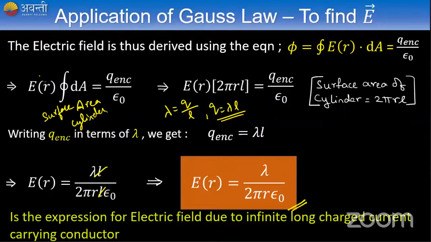By substituting the value of surface area of cylinder, I get E of R times 2 pi R L is equal to Q enclosed by epsilon naught. Now if my Q enclosed is written in terms of my linear charge density, then Q enclosed will be equal to lambda times L. If I substitute that back in the previous equation, I'll get E of R is equal to lambda L by 2 pi R L times epsilon naught. L and L cancel, so I'll get E of R is equal to lambda by 2 pi epsilon naught R. So this is the expression for my electric field due to an infinite current carrying conductor. We had derived this using trigonometry earlier, and now we have derived the same expression using Gauss's law.